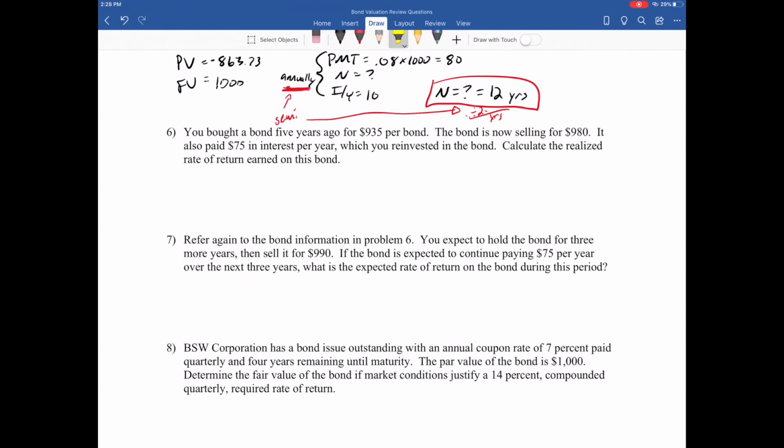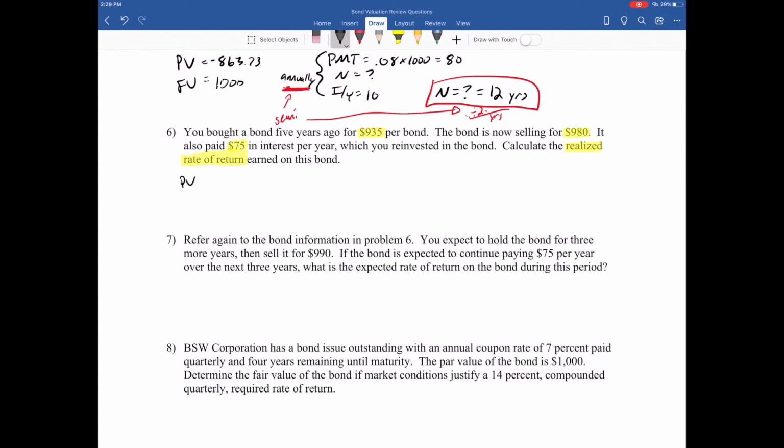Taking a look at number 6 here, we see that we bought a bond 5 years ago for $935. The bond is now selling for $980. $75 of coupons, or of interest, per year, which you reinvested in the bond. So when you solve for the I/Y, it assumes that you are reinvesting it in an asset of similar risk, earning the same type of return. So this is just something that we are assuming here, is reinvesting the coupons in a similar risk asset. And they now want us to calculate the realized rate of return. So the realized rate of return is just that, the return that you would actually realize for this particular bond.